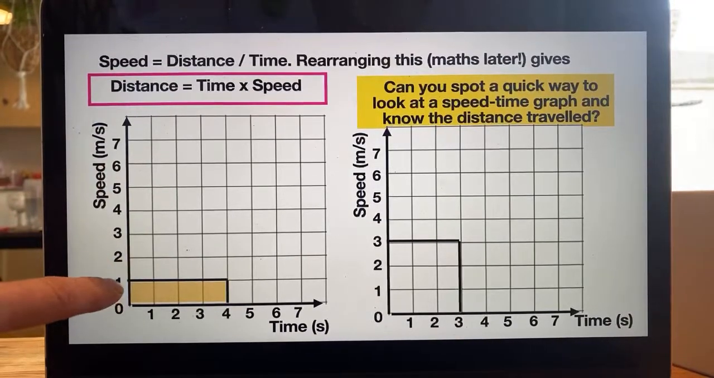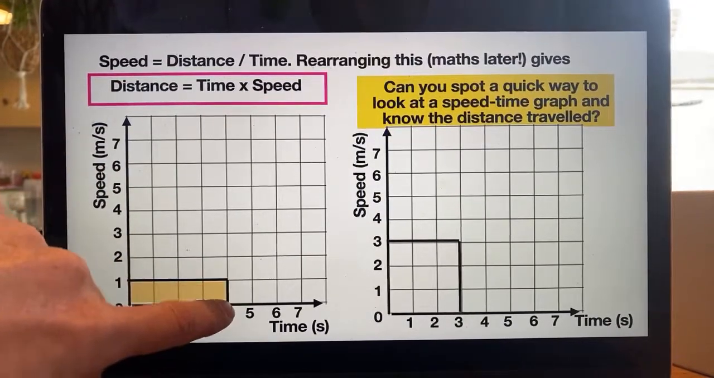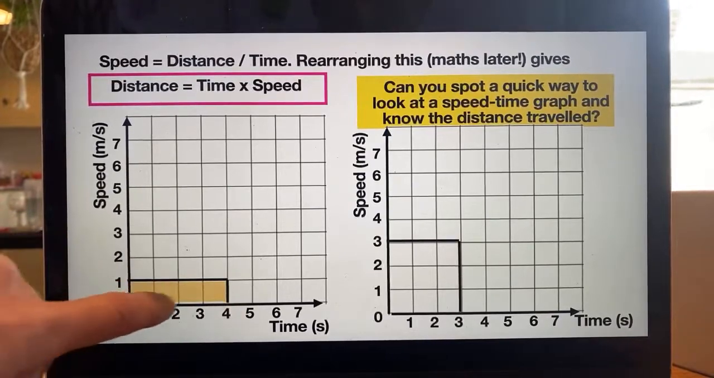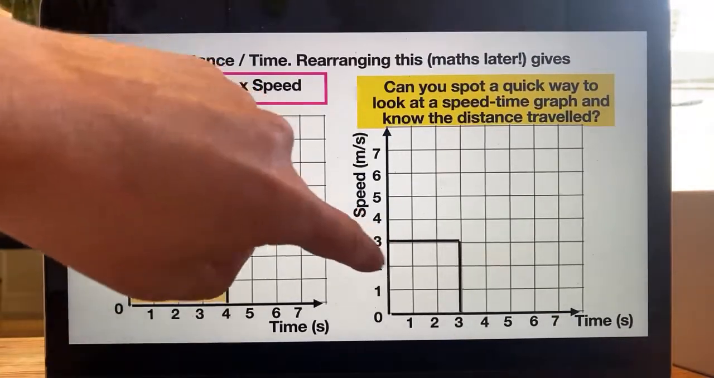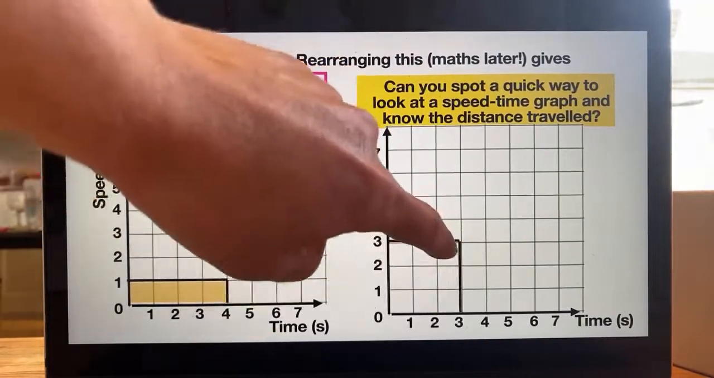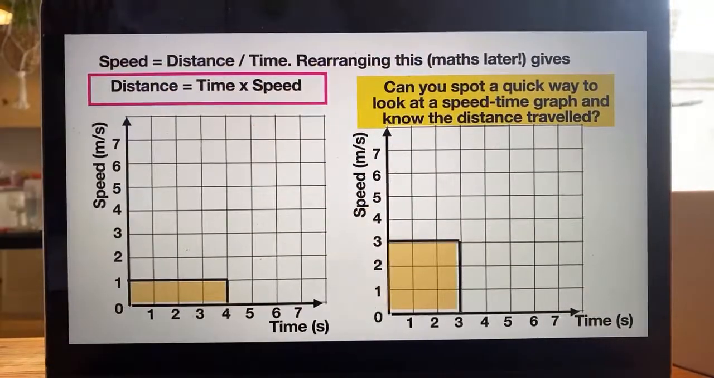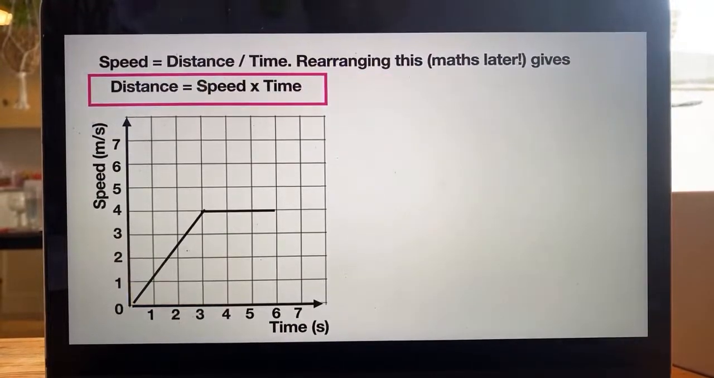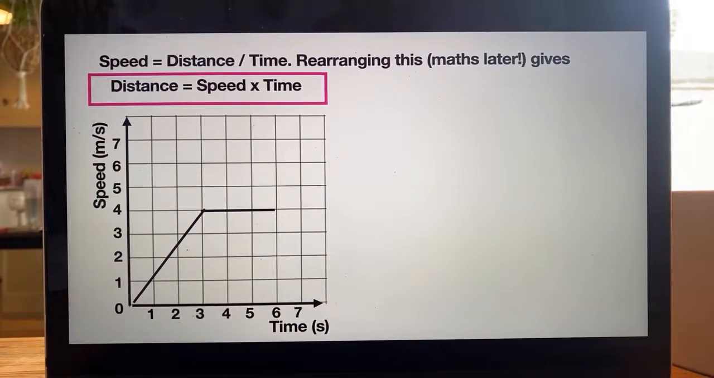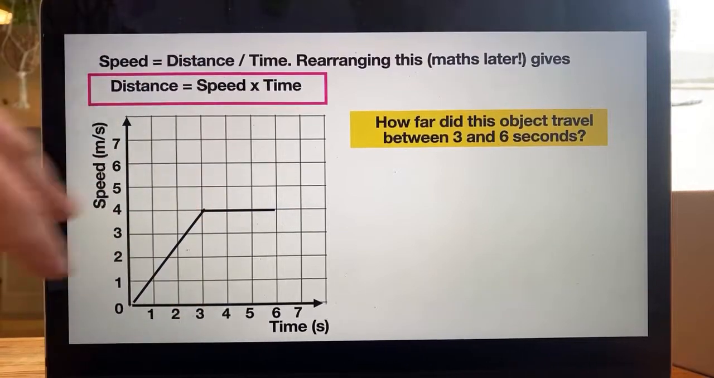So look, if something's moved at 1 metre per second for 4 seconds, then it has travelled 4 metres. So you just count the little squares. It's the same here. It went for 3 metres per second for 3 seconds. 3 metres every second for 3 seconds is 9. Nine little squares.